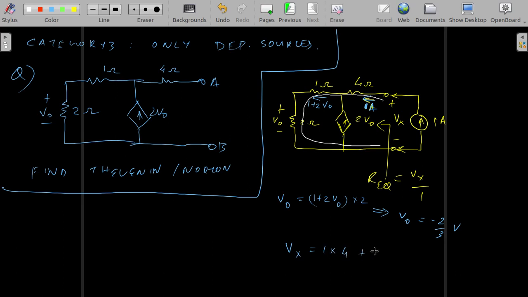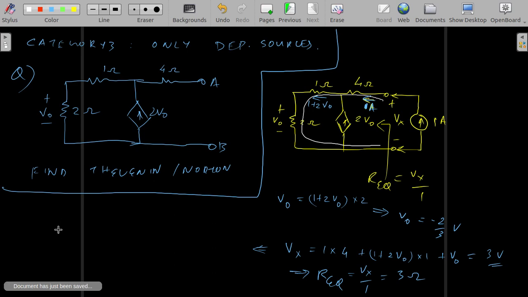So we can write Vx as 1 into 4 plus (1 plus 2 V0) into 1 plus V0. That is Vx, and substituting this minus 2 by 3 here, we will get Vx equal to 3 volt. You can substitute and try. So we have Vx, and what does that give? R equivalent equal to Vx by 1, which is 3 ohm. This implies our Thevenin equivalent Vth is equal to 0 and IN equal to 0.